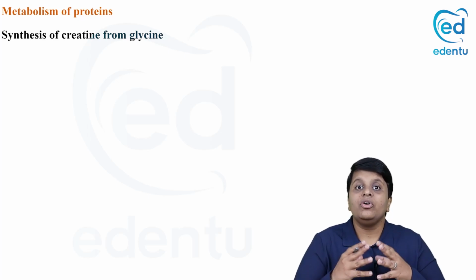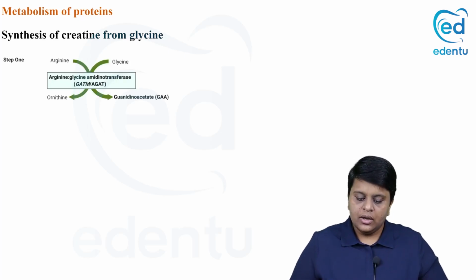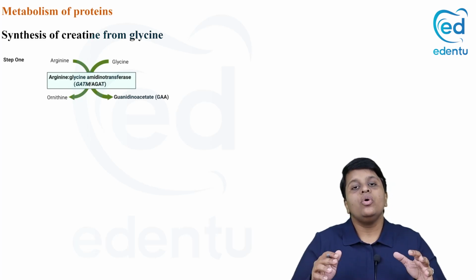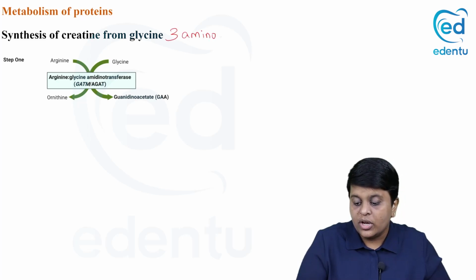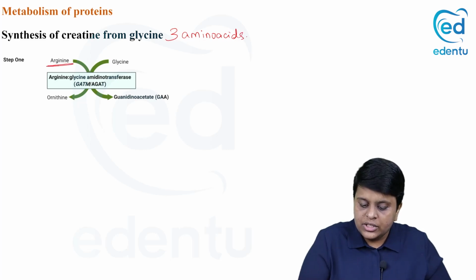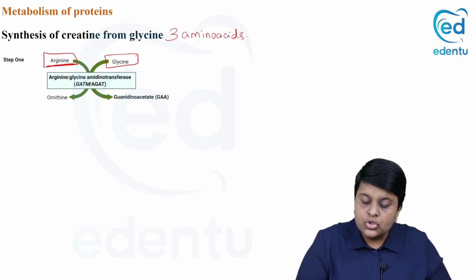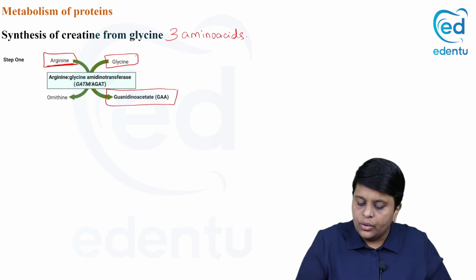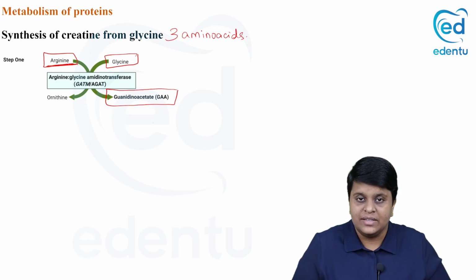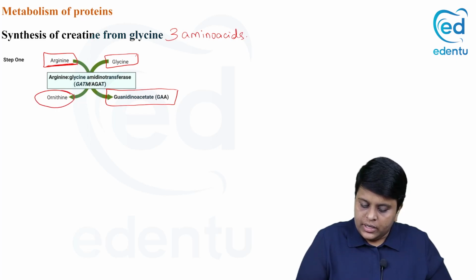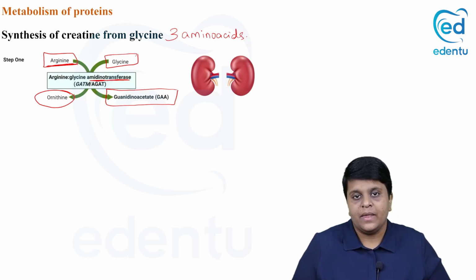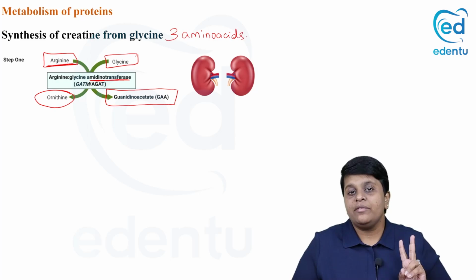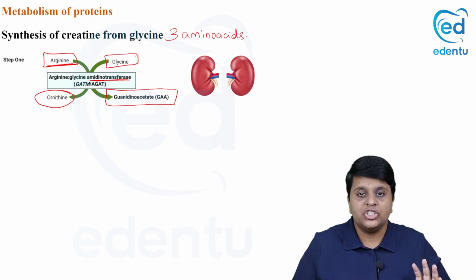Now let us see in detail about creatine and its synthesis from glycine. So the first step, how it gets synthesized. You know what creatine is? It is a tripeptide, that is, 3 amino acids are there. What are the 3 amino acids is what we are going to see. Arginine and glycine are the first two amino acids. These two together will combine and form a compound, guanidinoacetic acid, and it releases ornithine. The enzyme is amidinotransferase, and this step occurs in the kidneys. This is the first step of creatine synthesis, and you have 2 amino acids involved: glycine and arginine.